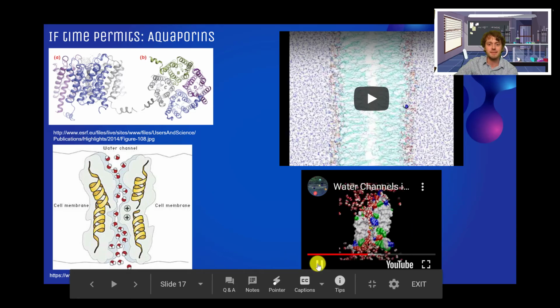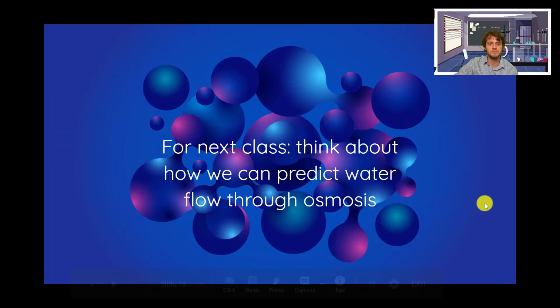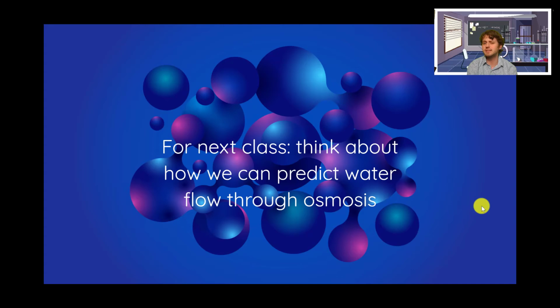All right, cool. So for next class, I want you to think about how we can predict water flow through osmosis. And so you really want to think about hypotonic, hypertonic, and isotonic solutions, and which way water is going to flow and why. So now we're going to go back into the lab, and we are going to talk more about your eggs. Hi, welcome back.